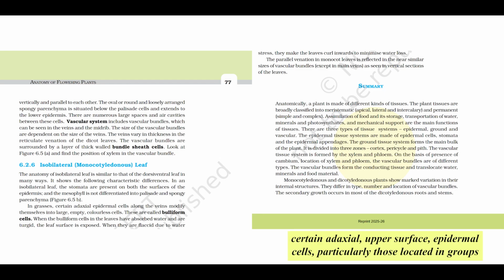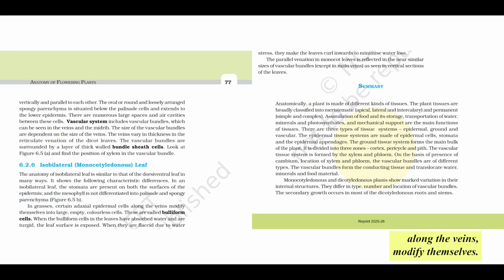In many grasses, certain adaxial upper surface epidermal cells, particularly those located in groups along the veins, modify themselves. They become large, empty-looking, and colorless cells. These are precisely what we call bulliform cells. Let's understand the brilliant function of these bulliform cells step by step, because it's a really powerful example of adaptation to the environment, especially water availability.